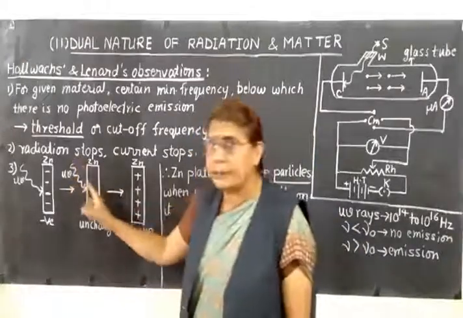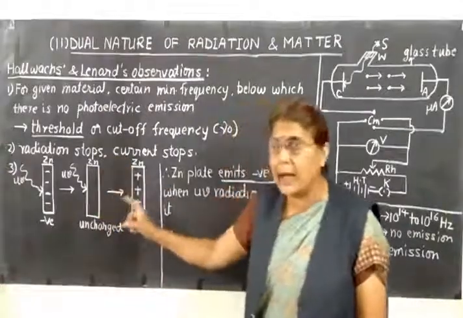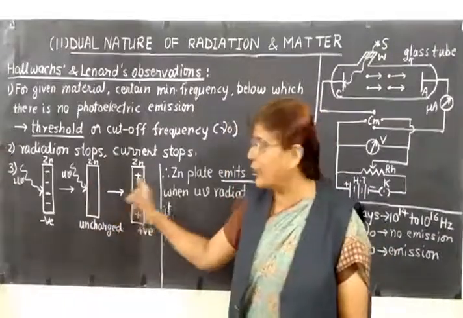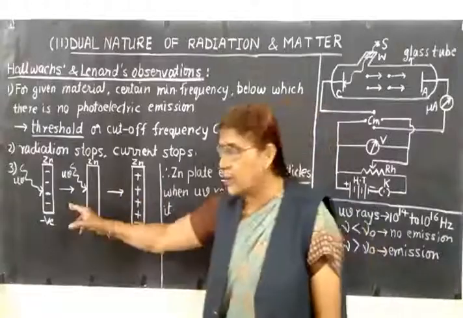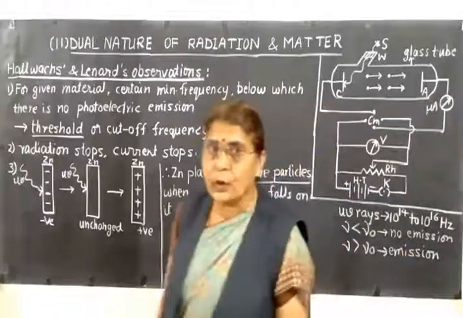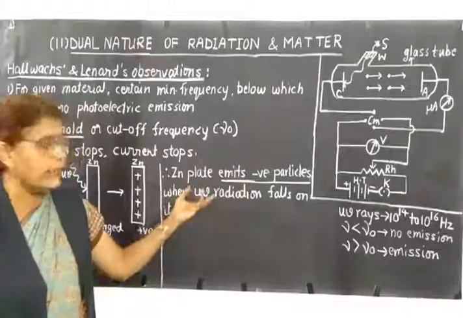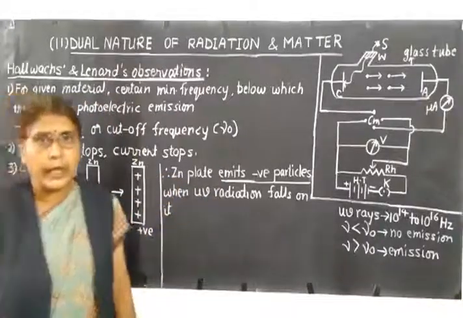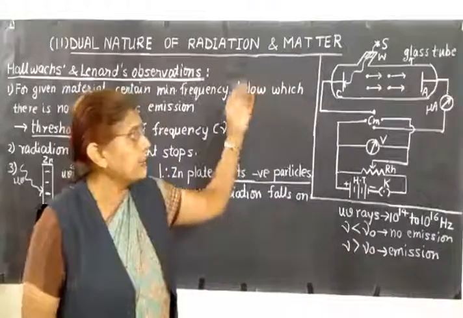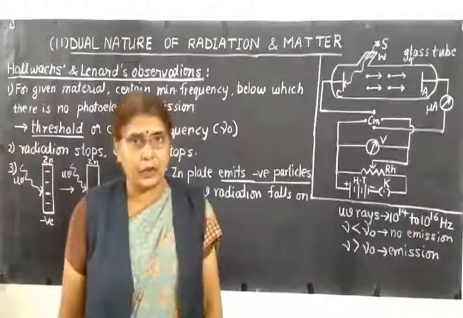Again, UV radiation was made to fall on the uncharged zinc plate. And they found that this uncharged zinc plate became positively charged. So again the uncharged plate has lost the negative charge, therefore it has become positively charged. So in both cases we conclude that the zinc plate has lost the negative charge. That is, in photoelectric emission, negatively charged particles are emitted when UV radiation falls on the zinc plate. Later on, in the year 1897, the electron was discovered and it was confirmed that these negatively charged particles emitted in the photoelectric emission are nothing but the electrons.